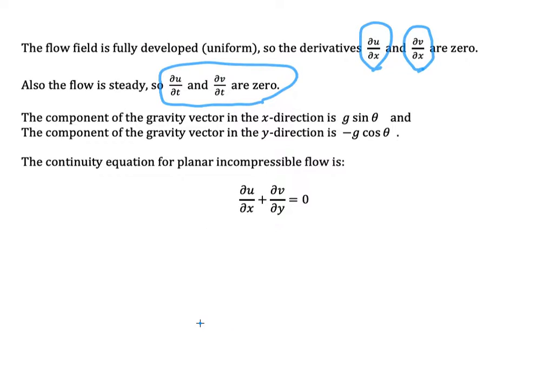And then if we calculate the gravity, we will find that the gravity in the x direction is g sine theta and in the y direction is negative g cos theta. Because we are using Cartesian coordinates, the continuity equation remains the same like this. So we have du/dx plus dv/dy equal to 0. In this situation, we only think about a two-dimensional plane.